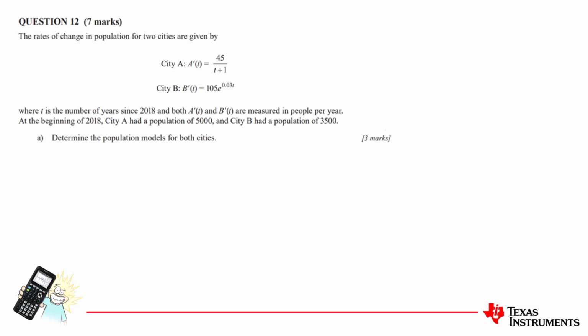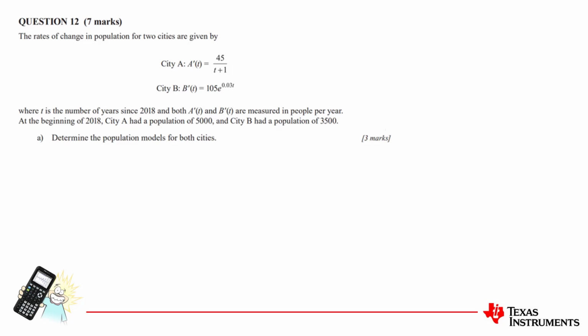In the second question, we've got the rate of change in population for 2 cities. City A is this rate of change of the population, and city B is this one. We're looking at the number of years since 2018, so that would be my first year, my time 0. Both of these are measured in people per year. We're also told some extra information, which is going to come in handy in just a second: at 2018, city A had a population of 5,000 and city B had a population of 3,500.